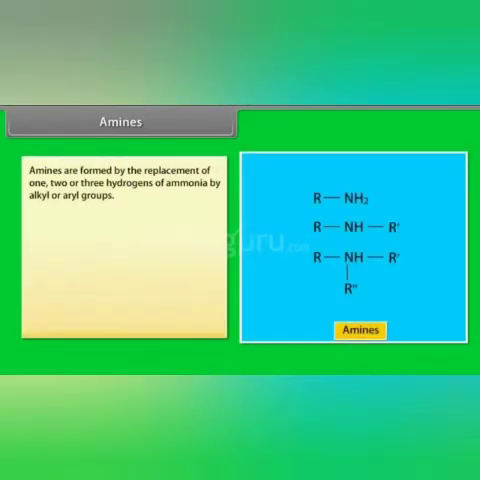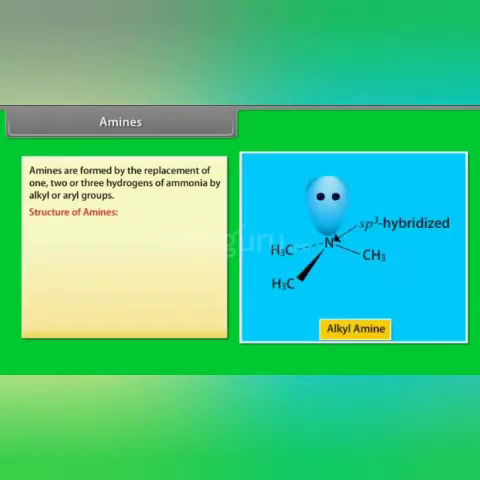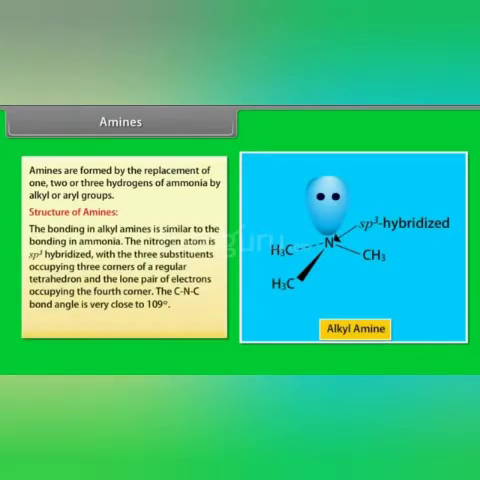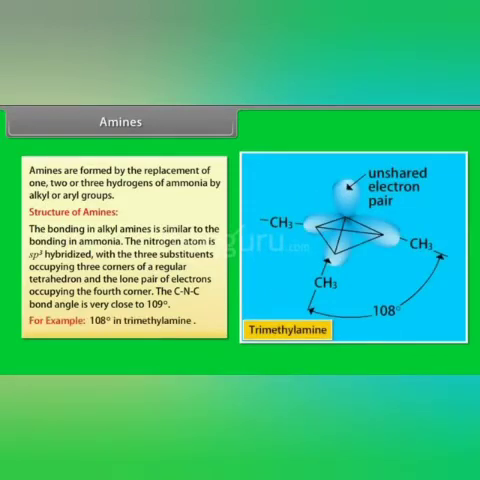Amines are formed by the replacement of 1, 2, or 3 hydrogens of ammonia by alkyl or aryl groups. Structure of amines. The bonding in alkyl amines is similar to the bonding in ammonia. The nitrogen atom is sp3 hybridized with the 3 substituents occupying 3 corners of a regular tetrahedron and the lone pair of electrons occupying the 4th corner. The C-N-C bond angle is very close to 109 degrees, for example 108 degrees in trimethylamine.